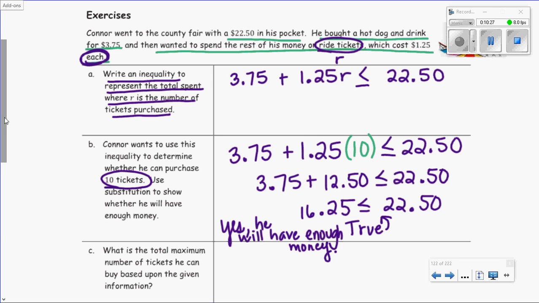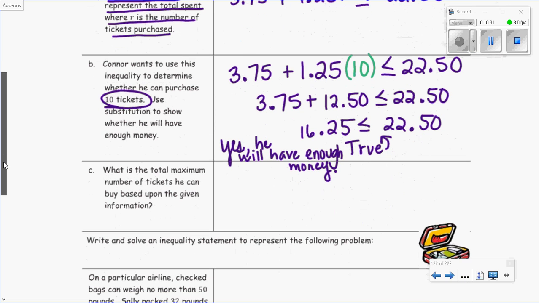Okay, now we're going to try to figure out what is the total maximum number of tickets he can buy based on the given information. So now, write the inequality again, the same one that we've been using, and then actually solve it. Figure out what it is. I know that you can do that. So go ahead and copy down the inequality.